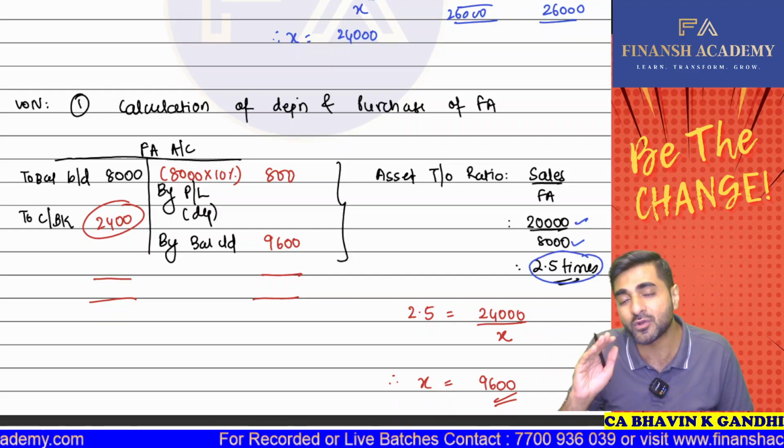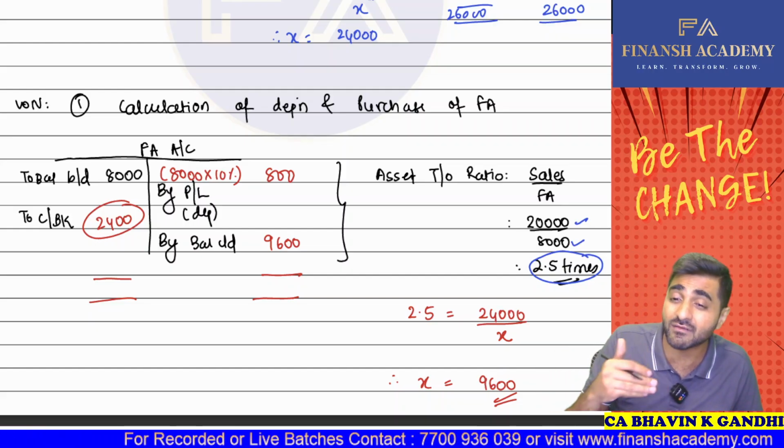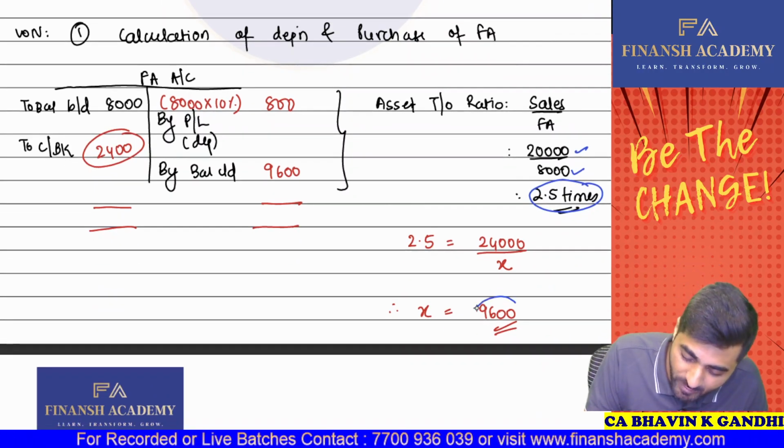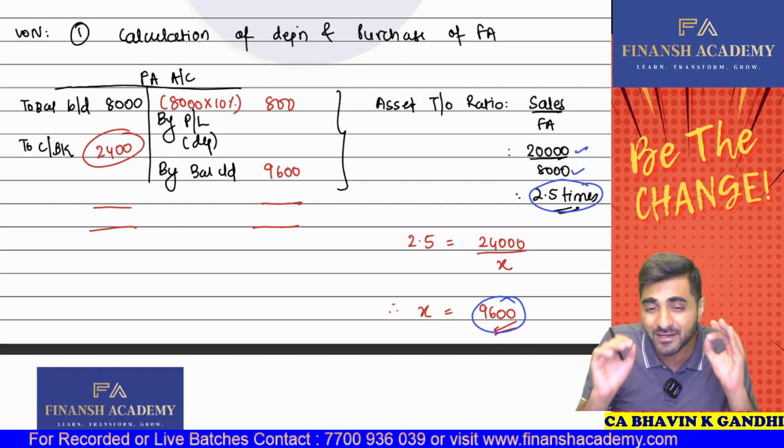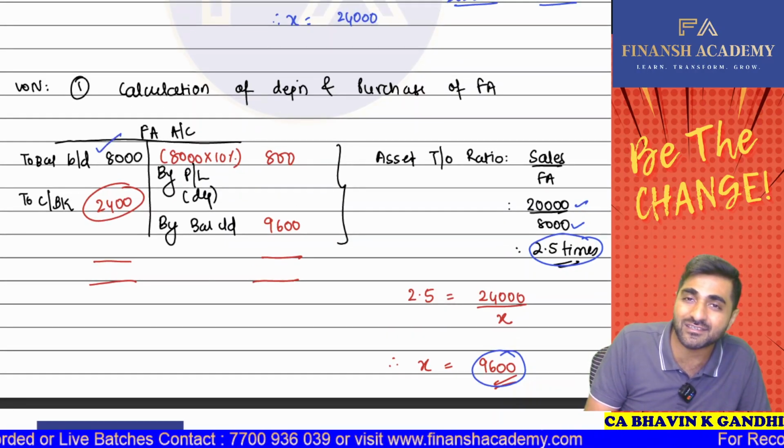So when the sales is going to be 24,000, what is going to be your amount of investment in fixed assets? So that fixed assets is going to be 9,600. Now, my dear students, just look at this. Your opening fixed assets was 8,000.